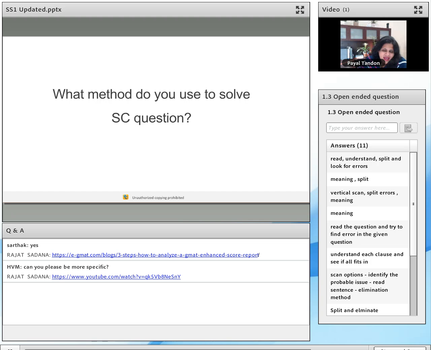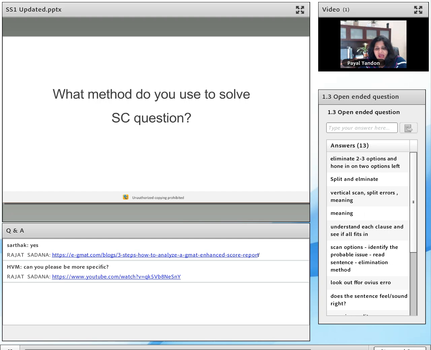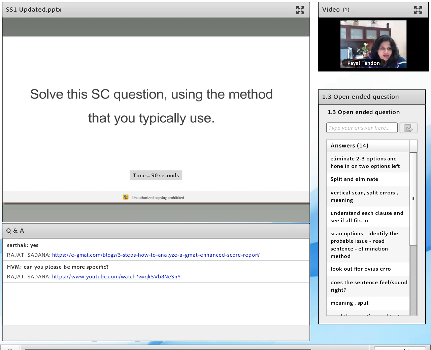Okay, so I have a mixed bag of methods here. One is where you understand the meaning of the sentence and then you go further. The other is that you do a quick scan and figure out what could be wrong, and then if you need to, you look at the sentence for the detailed meaning and then you go further. Primarily a number of people are telling me that they utilize the splits method. Okay, so now let's carry on with this.